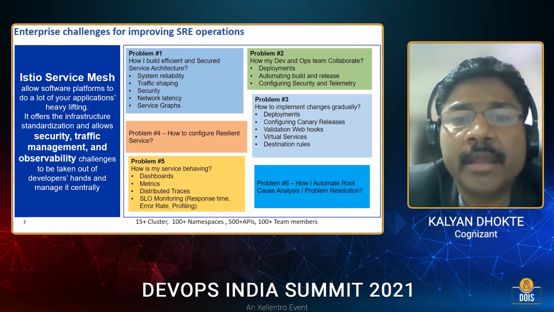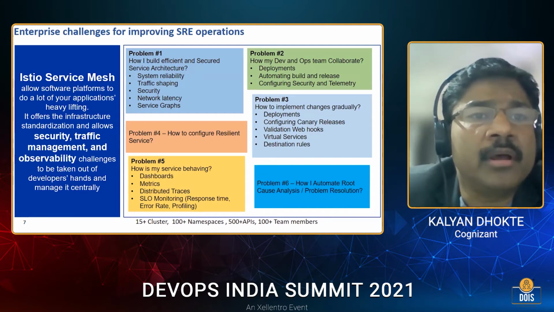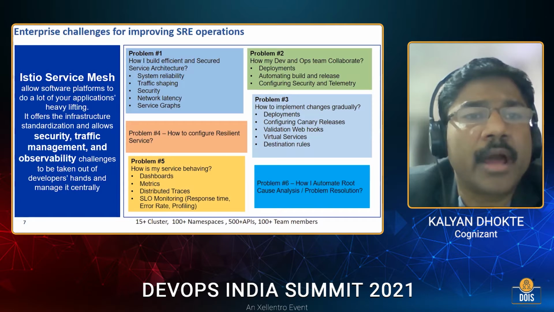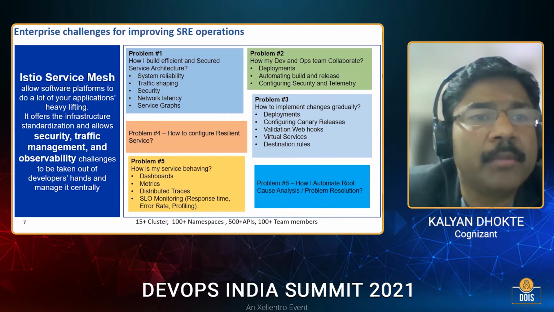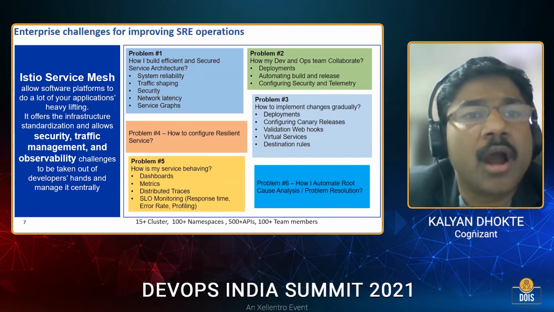These three main aspects of Istio reduce the strain from the developer's point of view. Whenever we start with this architecture initially with the API gateway pattern, we face a lot of problems, and then with the Istio Service Mesh, how we can overcome those problems, I will talk about that.